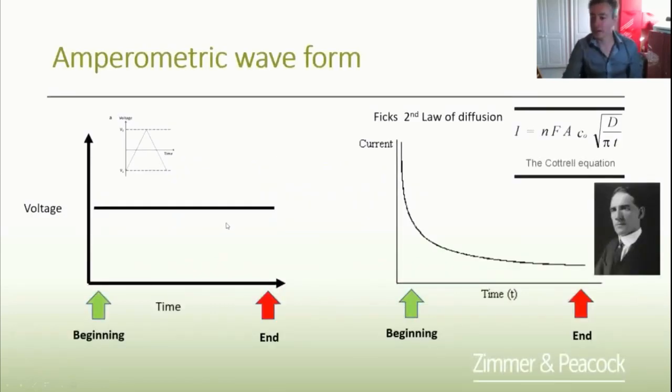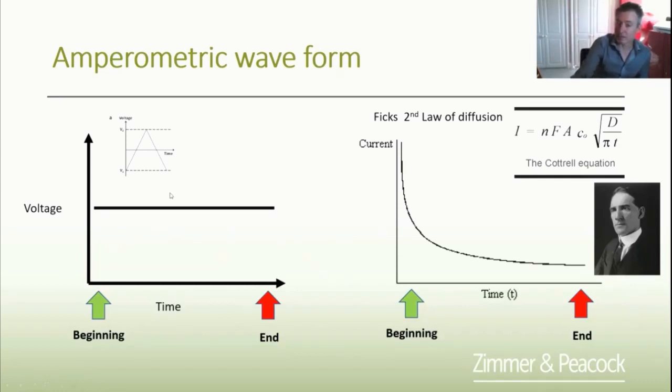Now, the final technique we're going to discuss today is amperometry. And amperometry is probably the most important electroanalytical technique in biosensing. Not scientifically is it the most important, but commercially it's the most important, because most glucose sensors on the market are using amperometry as a technique in which they're analyzing it.